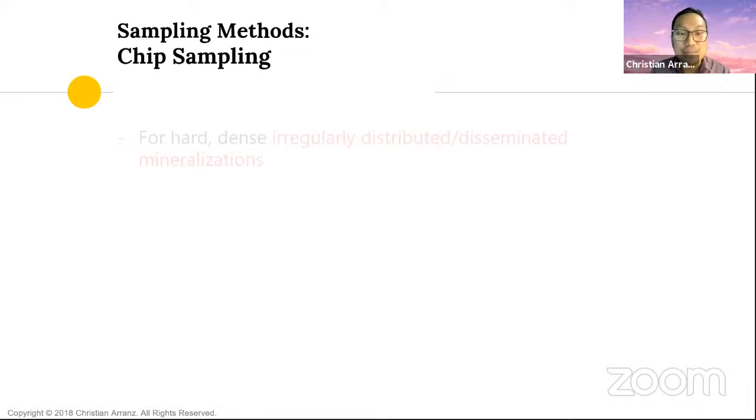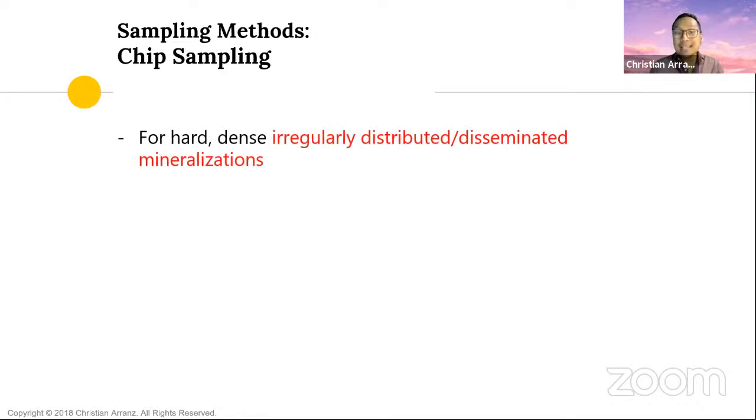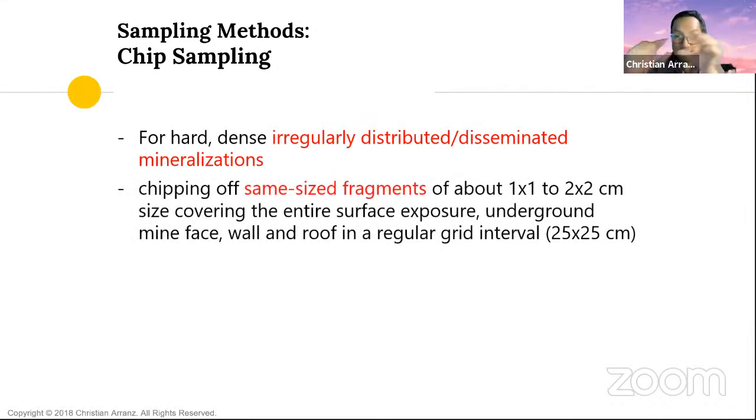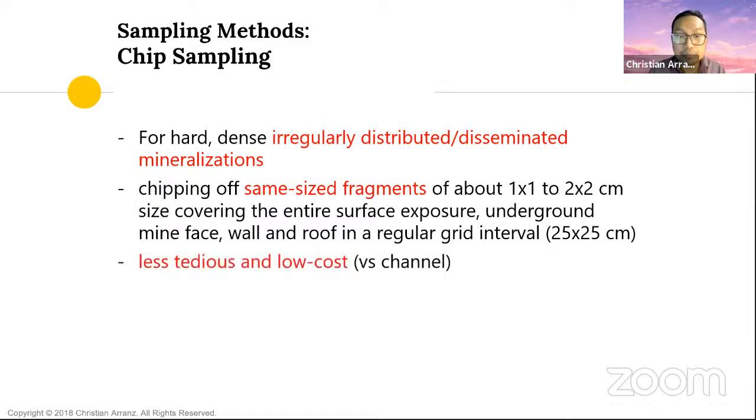Okay? So next is chip sampling. Ito related just sa channel sampling. Kung ang channel sampling ang kinukuha ay yung mga maninipis na mahaba, ang chip sampling is chips. Okay? Maliliit. Na uniform ang size. So in this case, same-sized fragments, 1 by 1 to 2 by 2. Kung yung kanina ay for uniformly distributed, ito naman irregularly distributed or disseminated mineralizations ang chip sampling.